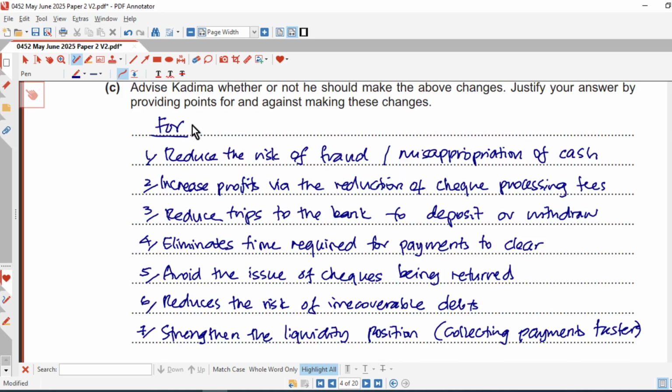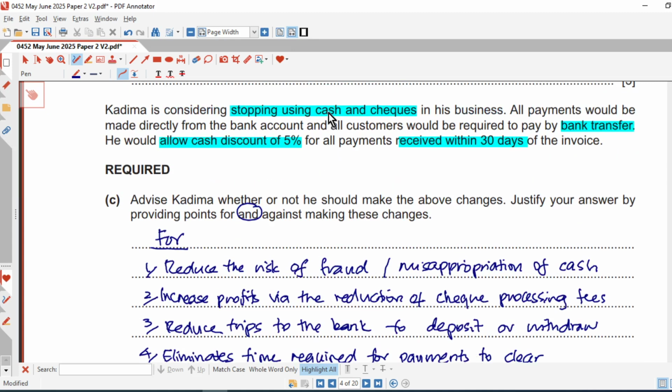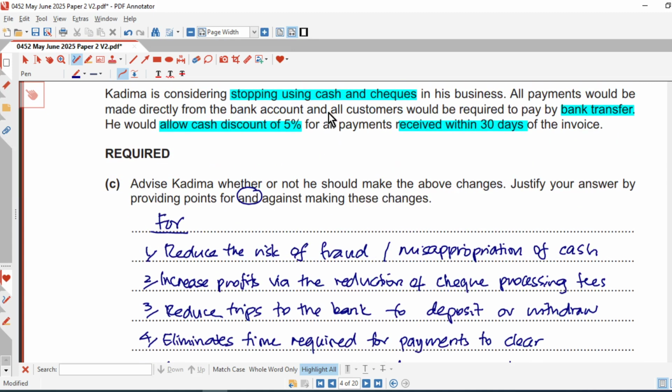Now, we have to give points for and against making these changes. So you can't just talk about the good, you have to talk a little bit about the bad. So what happens if you stop using cash and checks, and you ask your customers to pay by bank transfer? What's the issue that can arise here?